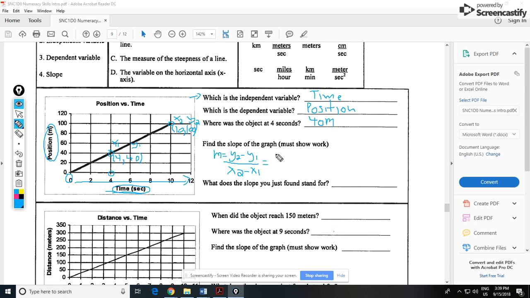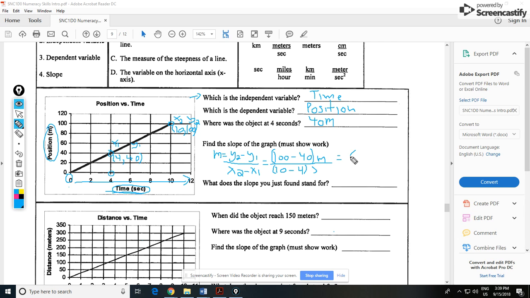So we can put our numbers in there. Y2 is 100. Y1 is 40. And the 100 and the 40, if we put their units, I'm just going to put these in brackets here, put the units on the outside. Those represent meters. So we have meters over here, divided by our x2, which is 10, minus our x1, which is 4. And that represents seconds of time there. So in the end, we get something like this.